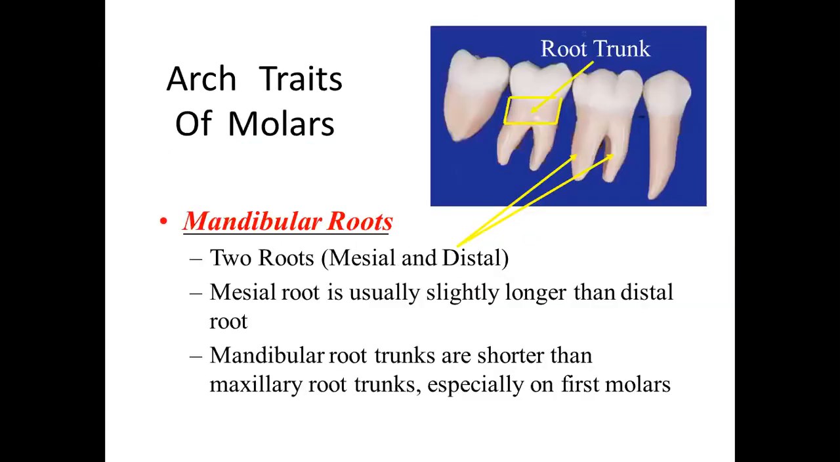In mandibular teeth, there are two roots, mesial and distal. Mesial is slightly longer and the root trunks are shorter in comparison to the maxillary teeth. So, maxillary root trunks will be longer, mandibular will be shorter.